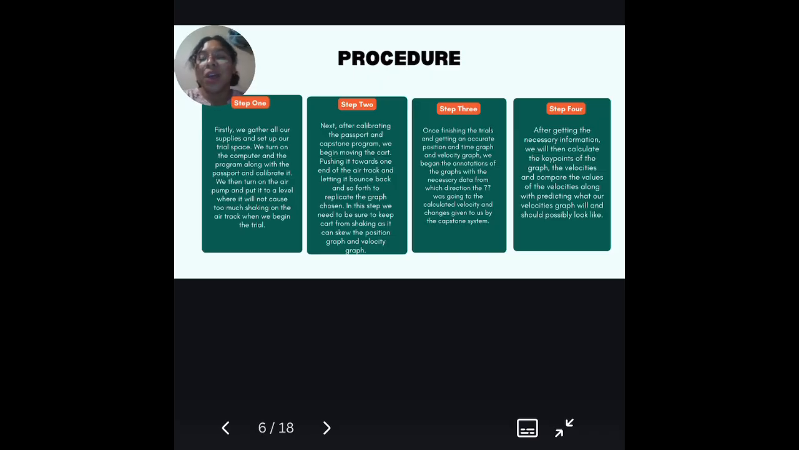And using that one, we were able to continue our lab and finish our tables, find our velocity time graph, and then finish the tables for our velocity and get the percentage difference or the error.